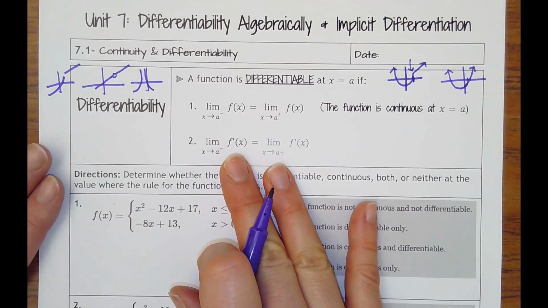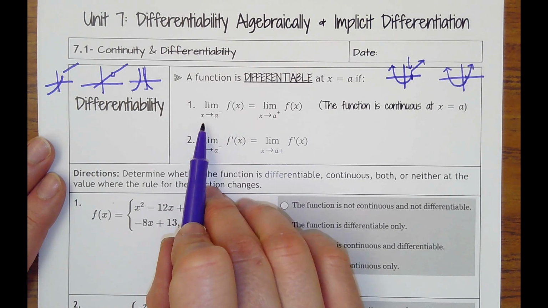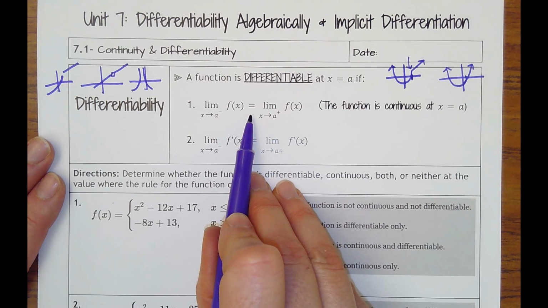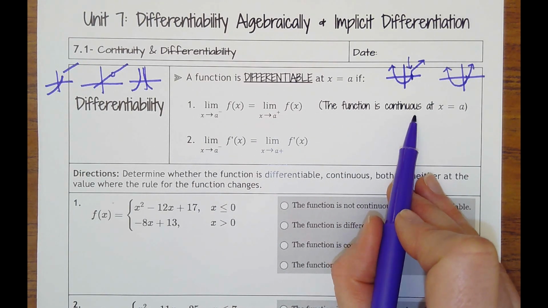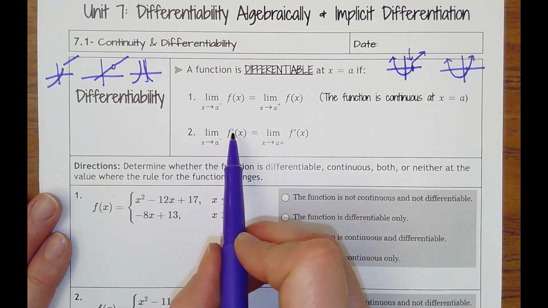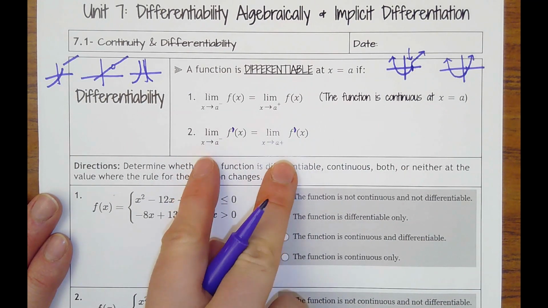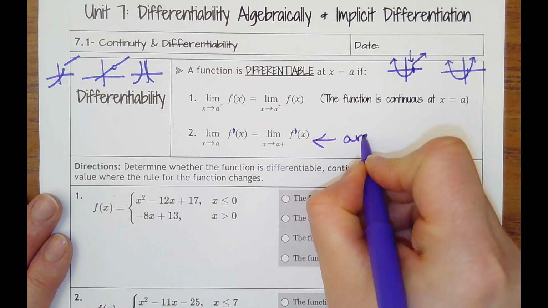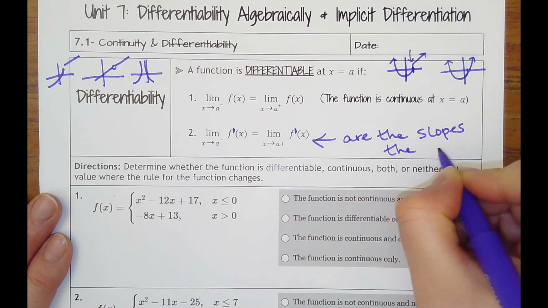So here's the fancy definition that you'll see if you ever look at any of the stuff on Delta Math. Just saying that the function, when it approaches the value from the left and from the right, is the same. That's just checking, is it continuous? There's no holes and there's no jumps. And so we've done that before where we just plug the number in. And then step 2 is now we're taking the derivative or the slope, plugging in a from the left and the right and seeing if the slopes are the same.